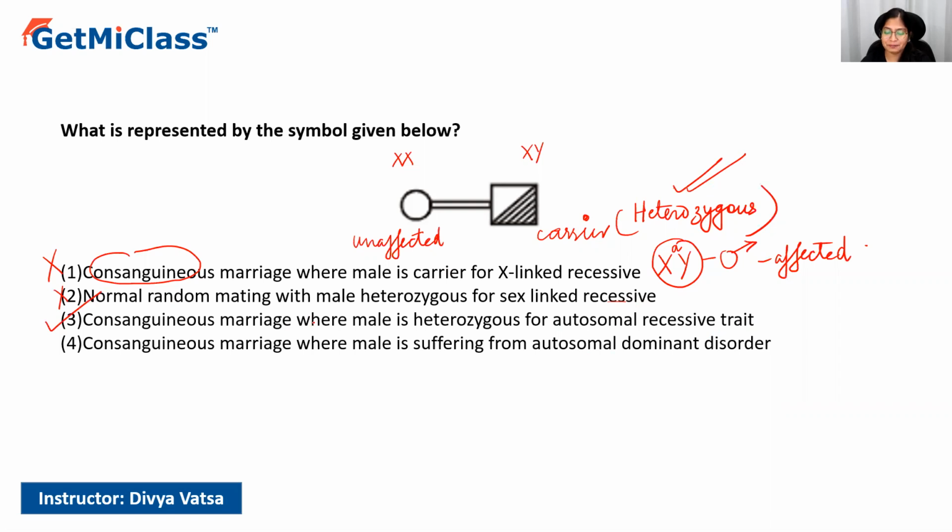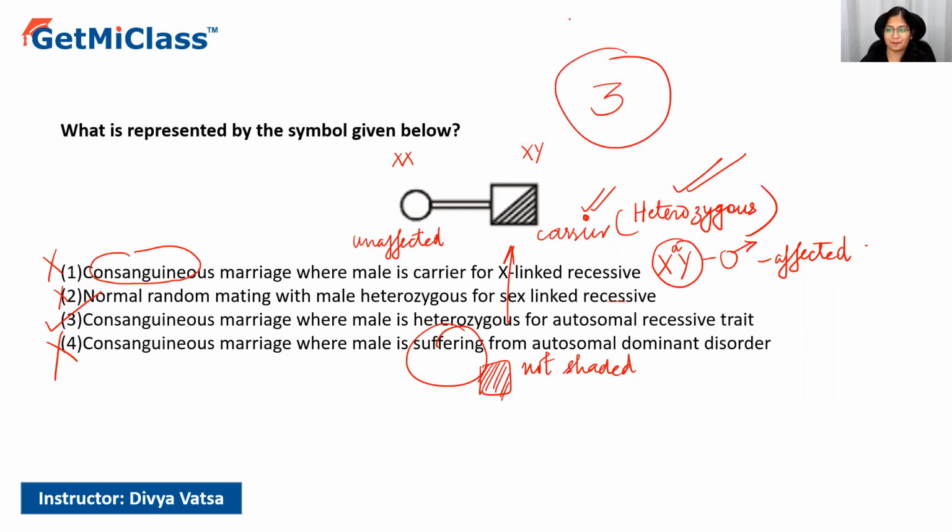Talking about the fourth option, consanguineous marriage where male is suffering from autosomal dominant disorder. If the male was suffering, then the whole box would have been shaded. But here the box is not shaded. That means that particular person is not suffering. In fact, he is just a carrier, a heterozygous condition. So this option is also wrong. So the correct option that we have over here is option number 3.